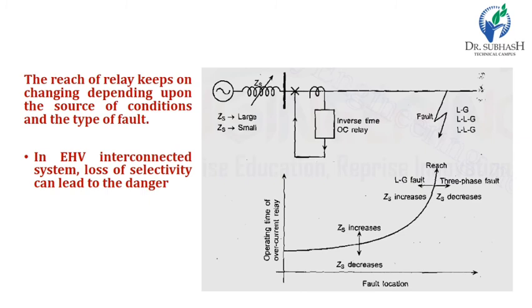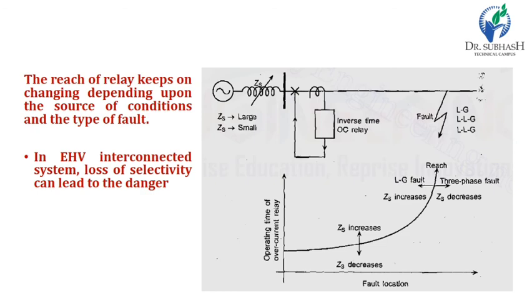If the type of fault is LG, then ZS will increase, meaning the source impedance will increase. But in a three-phase fault, the source impedance is decreased. So we have to connect different overcurrent relays for the particular fault, where some faults have a large source impedance and some have a small source impedance, and particularly the overcurrent relay's reach varies.